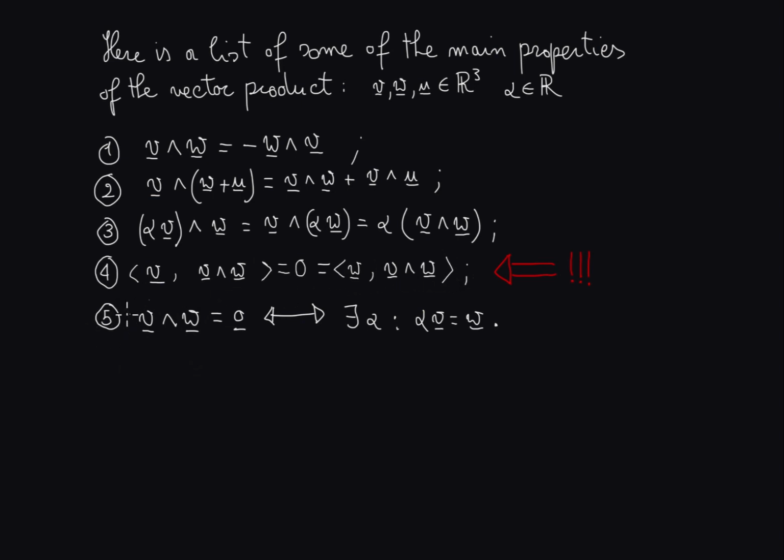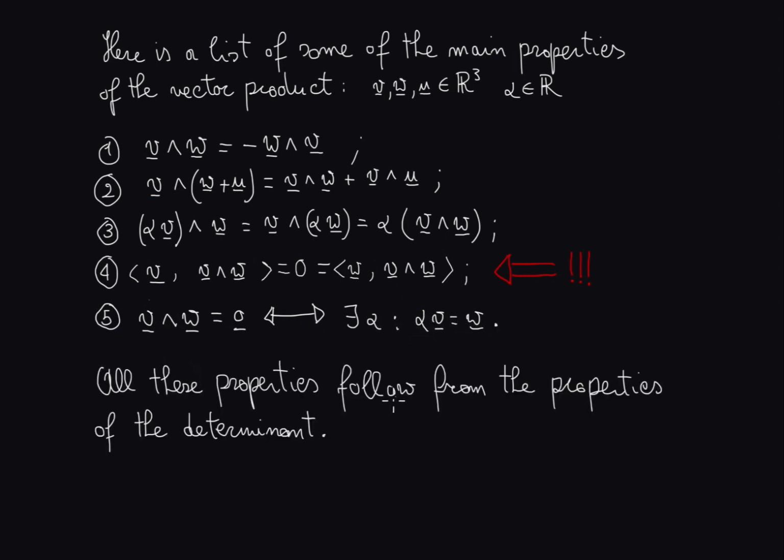Now, fifth property: v vector w is 0 if and only if v and w are linearly dependent. Therefore, there exists alpha such that alpha v equals w. All these properties follow from the properties of the determinant.